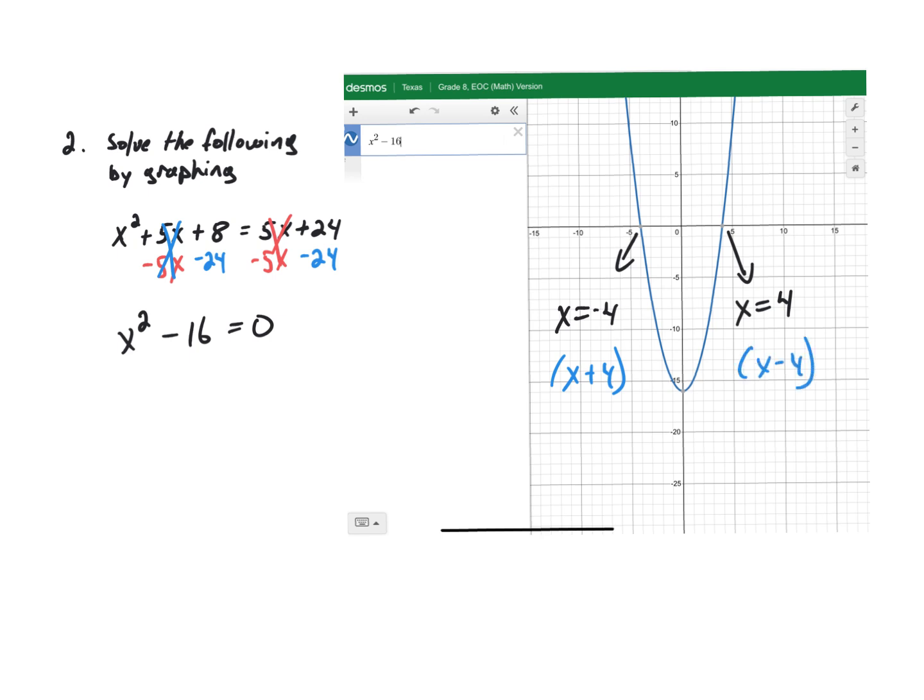But remember what we learned about this difference of two squares is that you could factor it by adding the square roots, which the square root of x squared is x, and the square root of 16 is 4. So you can add the square roots and subtract the square roots, and that's how you factor it. But again, if you didn't remember that, if you put this into the graphing calculator, you can see that the solutions are -4 and +4, okay? All right, and again, that's a lesson on solving quadratic equations by graphing.